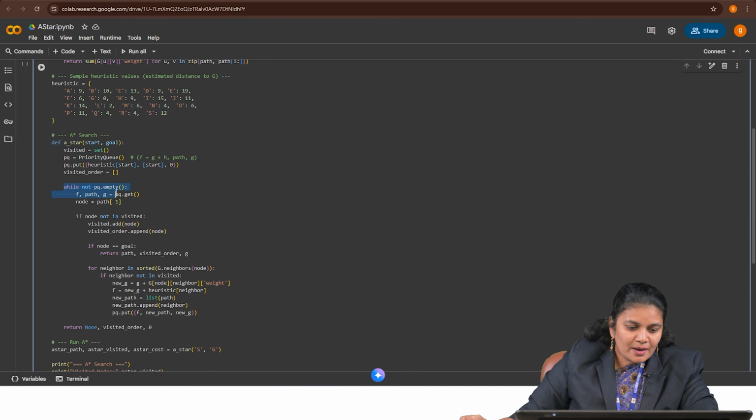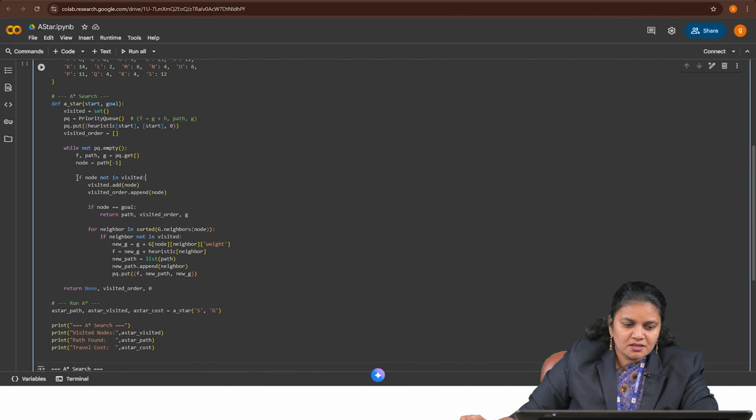When this queue is empty, we can stop the search. So until it is empty, we search one by one. We check whether that node is not in the visited set; in that case, we append it to the existing list. We compare whether it is the goal node. If it is the goal node, we can stop, because this is a heuristic search algorithm which is optimal. If we find the goal node, then that is the optimal solution.